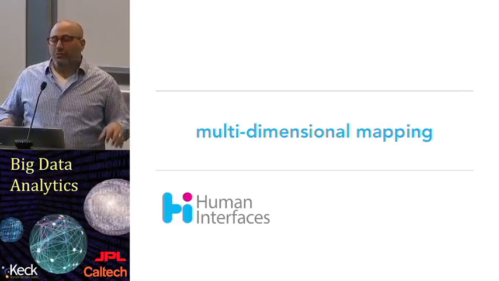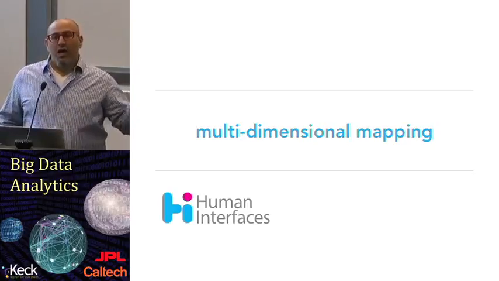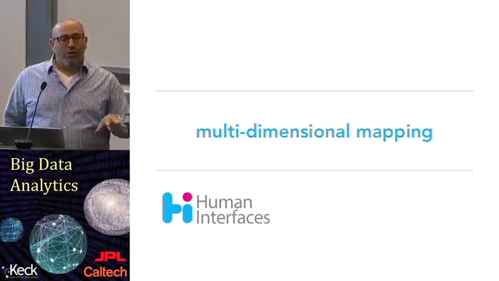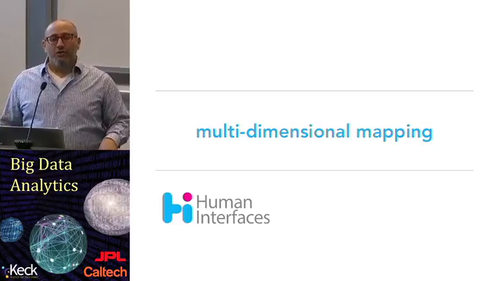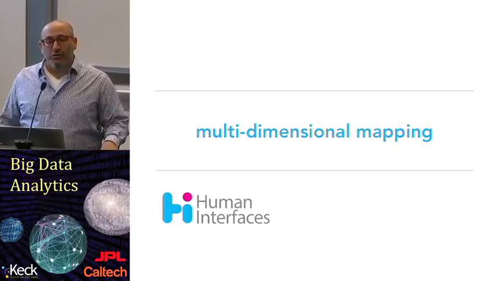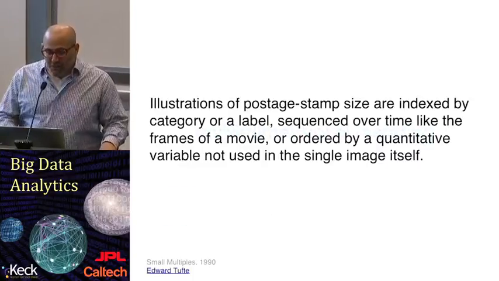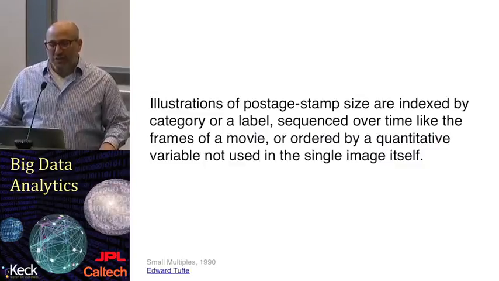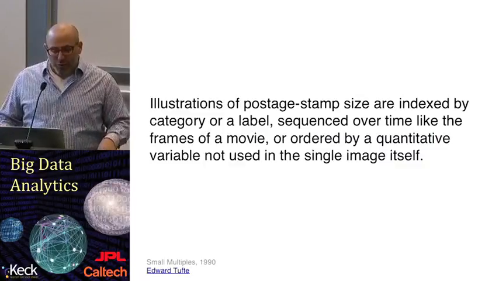So this chapter is really going to be a high-speed walk through a number of visual mappings, focusing on a few that I think are particularly effective. So the first is this idea of small multiples.